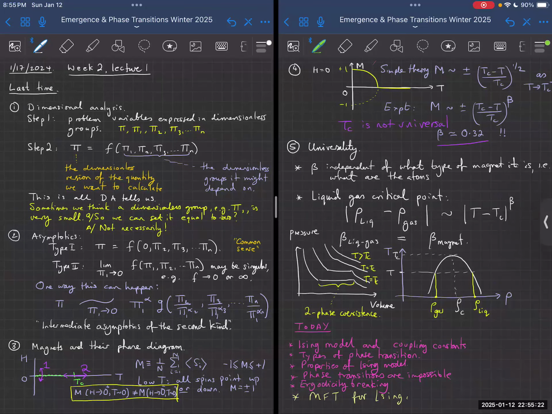Okay. So then we talked about universality. I'm not going to go through that again, and now I want to get to the new topics.